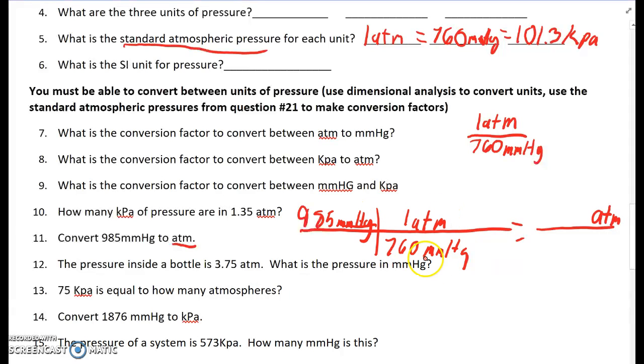Cancel out millimeters of mercury. I'm left in atmospheres. That's the unit that I want to end in. So I'll multiply 985 times 1, get 985, and divide by 760. And that gives me 1.3 atmospheres. And that's all there is to it. It's just dimensional analysis. All you have to do is find that conversion factor. And that conversion factor is going to come from these 3 standard pressures.